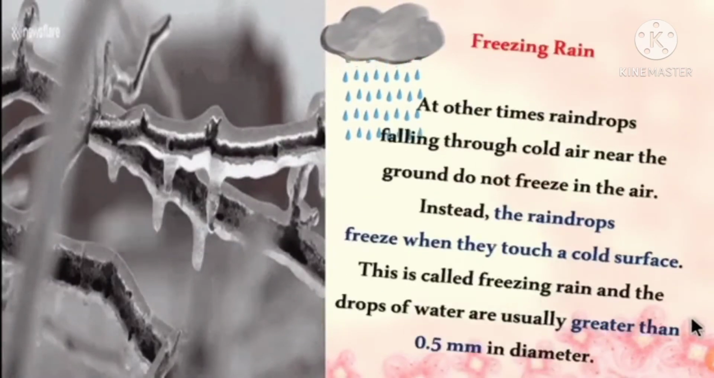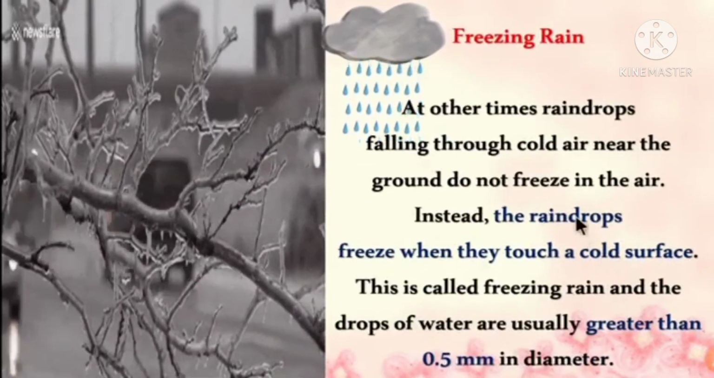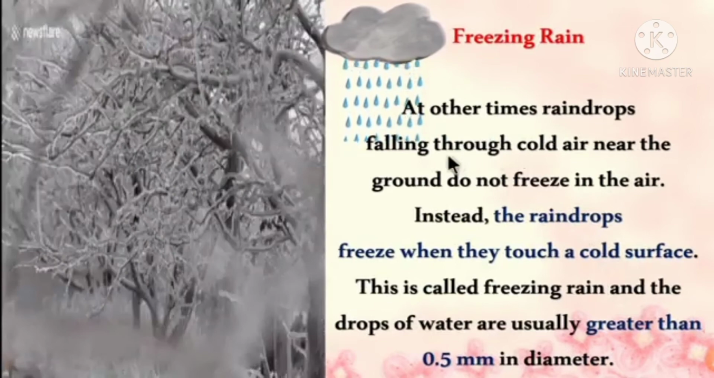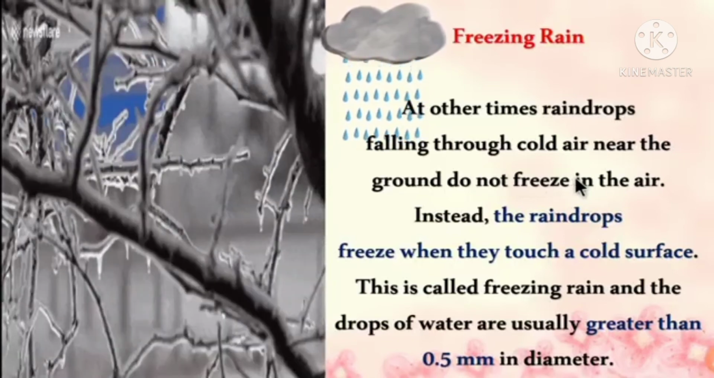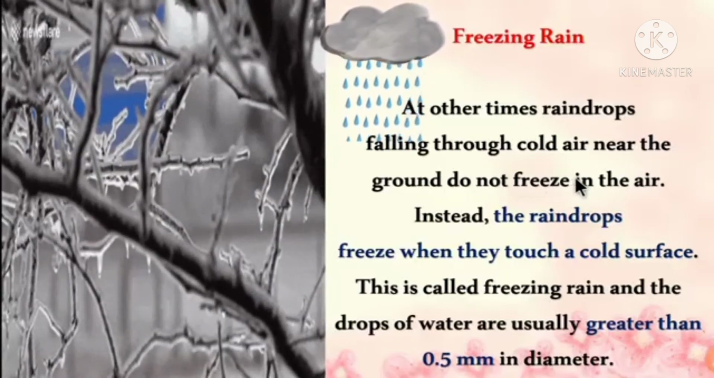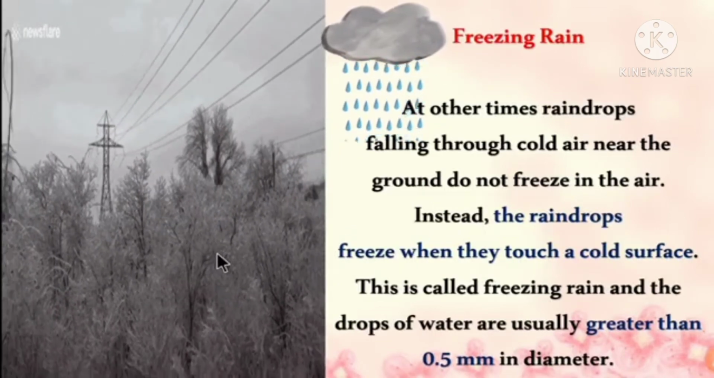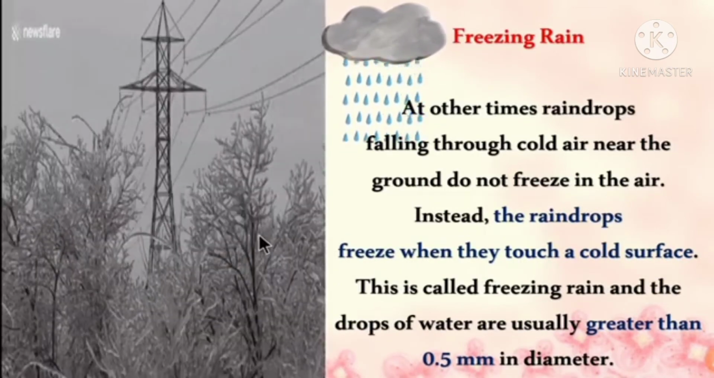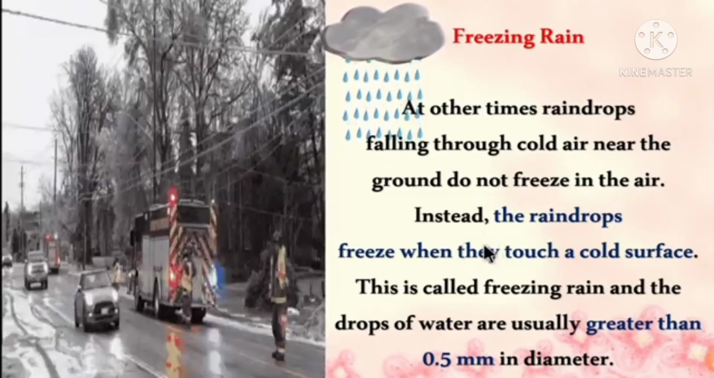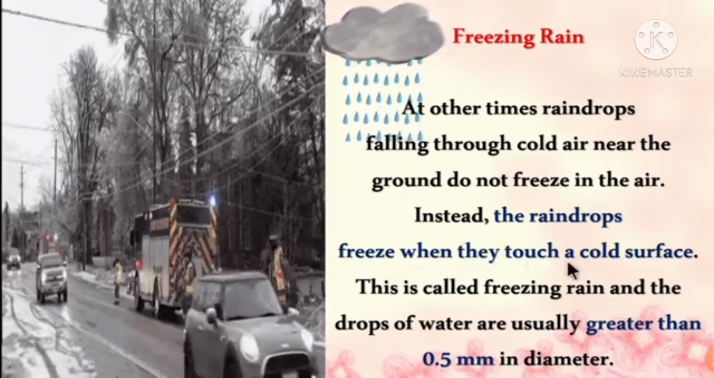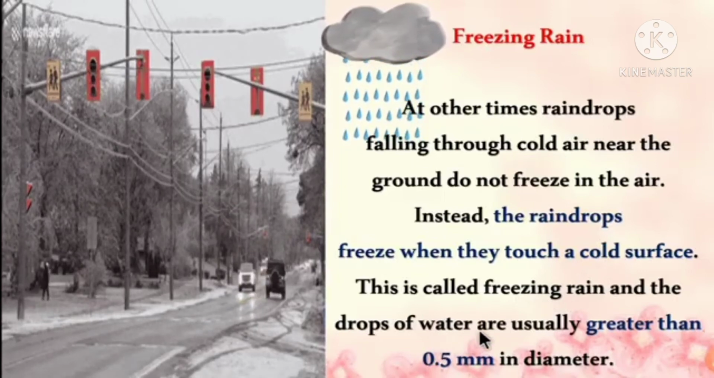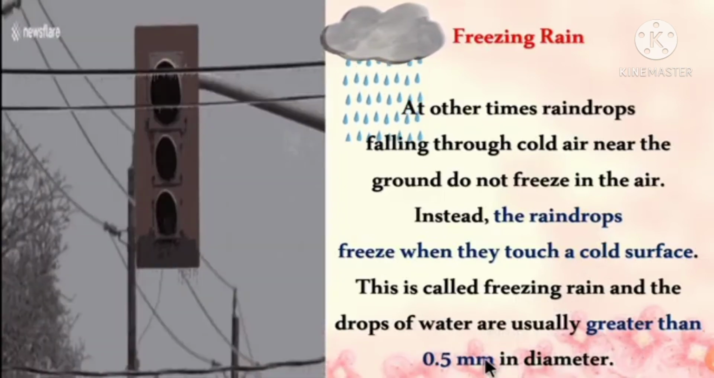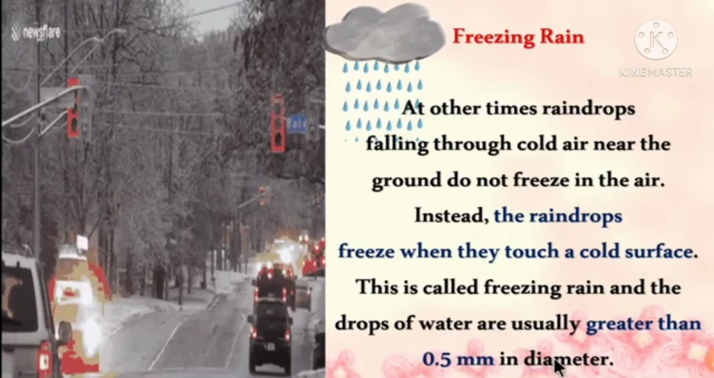This form of precipitation is the freezing rain. At other times, raindrops falling through cold air near the ground do not freeze in the air, so they will not come as ice particles. Instead, the raindrops freeze when they touch a cold surface. This is called freezing rain, and the drops of water are usually greater than 0.5 millimeter in diameter.